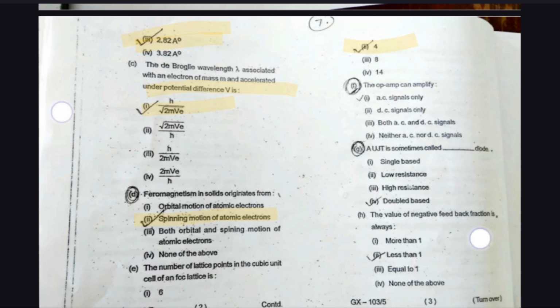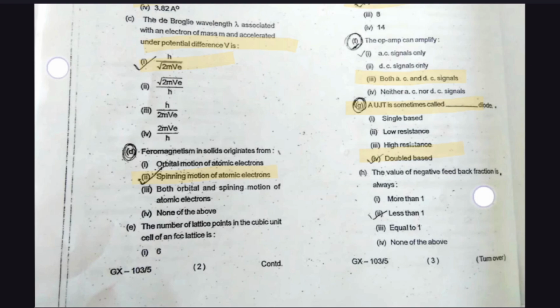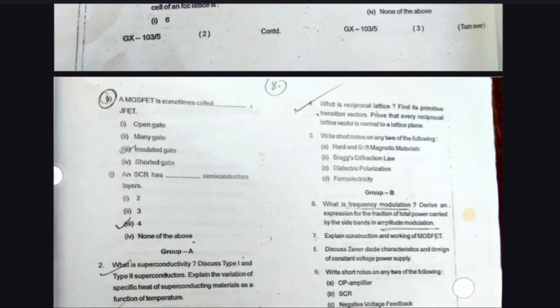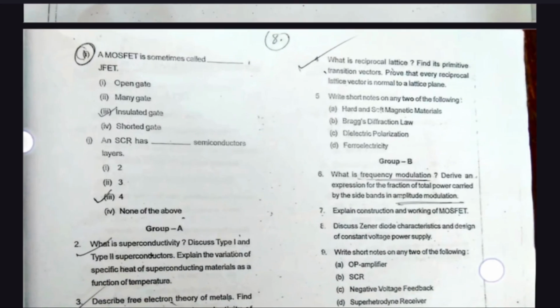Question number F: the op-amp can amplify both AC and DC signals. A UJT is sometimes called dash diode: double base diode. Question number H: the value of negative feedback fraction is always less than 1. And question number I: MOSFET is sometimes called dash shaped insulated gate. Question number J: an SCR has dash semiconductor layers: 4.